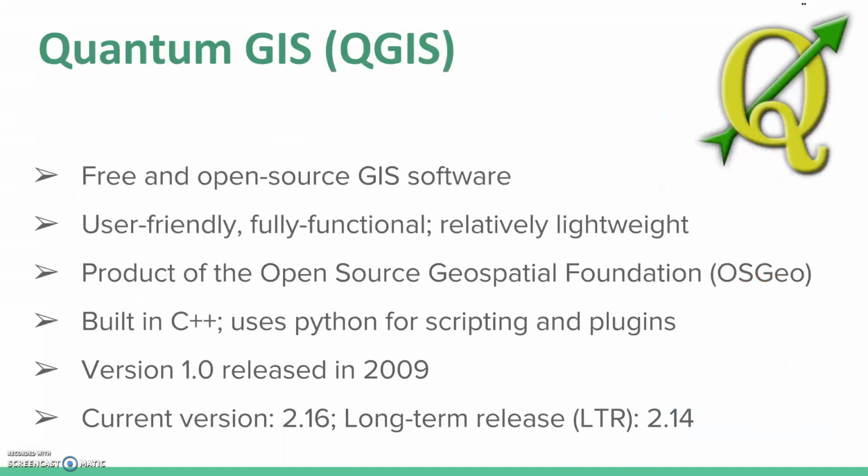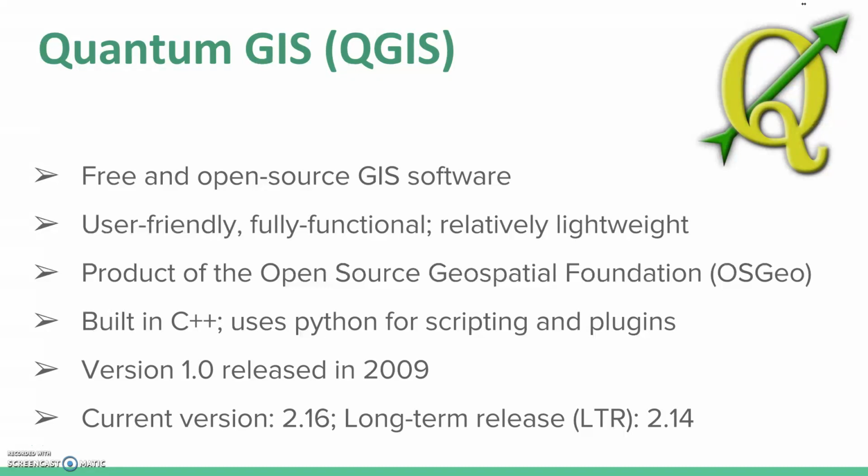The software that we're going to use for the purpose of your assignment is called Quantum GIS, or QGIS as it's more commonly referred to. QGIS is a free and open source GIS software, so it's not going to cost you anything. You can install it on Mac, Linux, and Windows, which is really nice. It's a very user-friendly interface, fully functional, and relatively lightweight as well, which is nice.